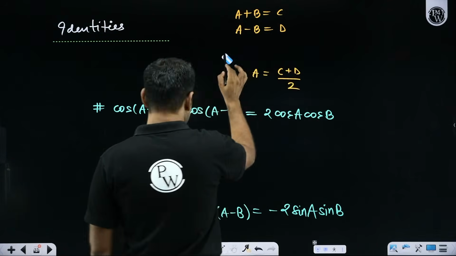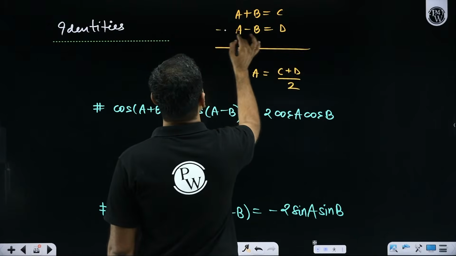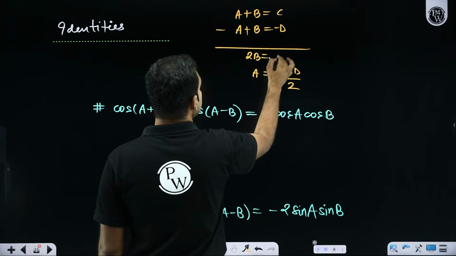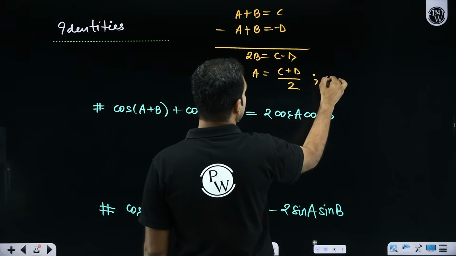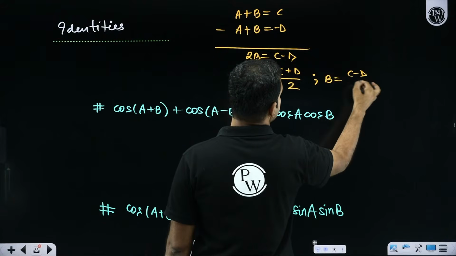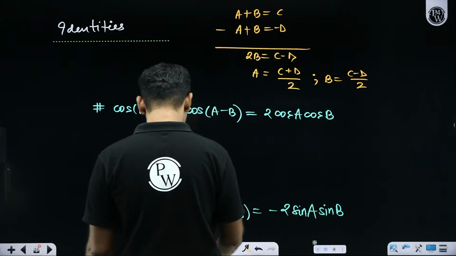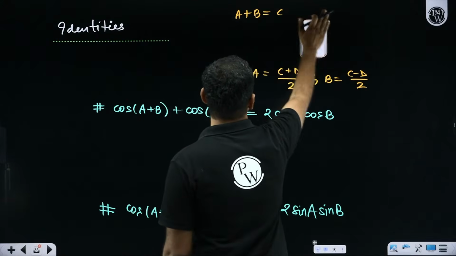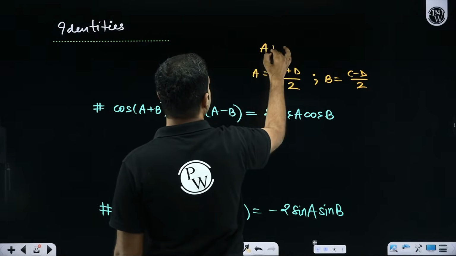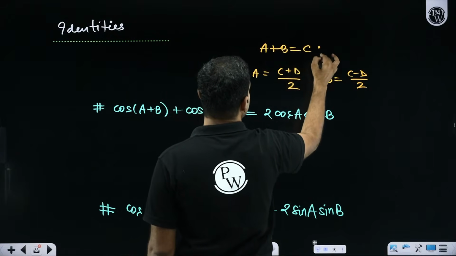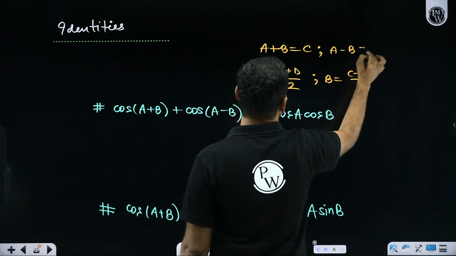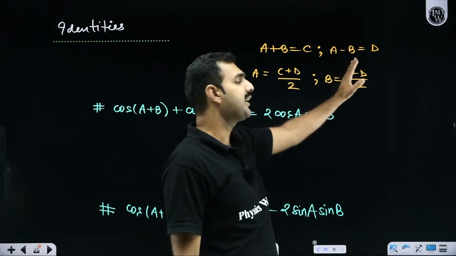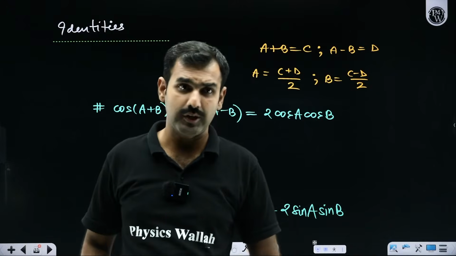Similarly, if I subtract, what happens? Minus, plus, minus. So a and a are cancelled. So there I get 2b as c minus d. So that leaves you with b as (c minus d) by 2. So these two substitutions I am making: if a plus b gets replaced by c and a minus b gets replaced by d, then a can be replaced by (c plus d) by 2 and b can be replaced by (c minus d) by 2. Did you get my point, everyone?